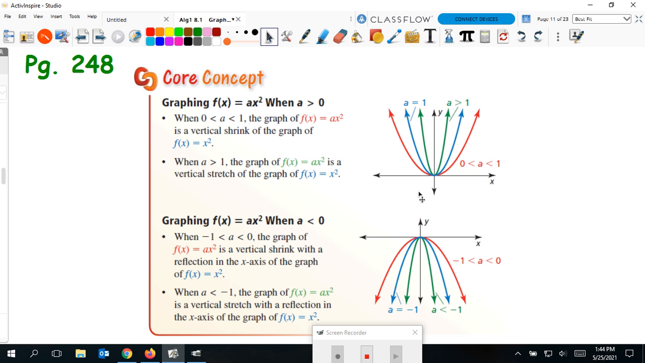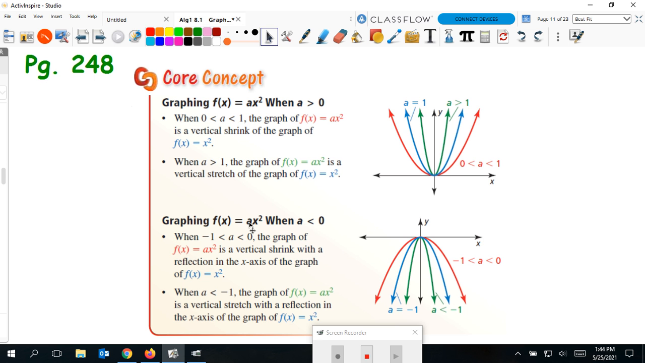Sometimes you're going to see them opening up. We even just saw this on 1 and 2 a second ago. Sometimes you see that parabola, that U-shape, opening down. Well, how do you know when that's going to happen? It's going to open down basically when there's a negative. a is less than 0, that means it's a negative.